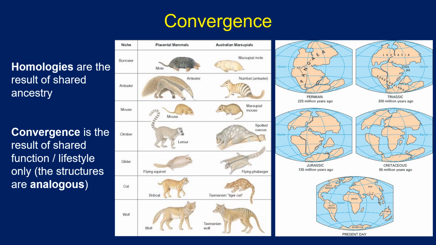Let's have a look at some more examples of convergence. And again, that's where we have two fairly distantly related organisms. They don't share a recent common ancestor that start to resemble each other over time. And it's just due to independent evolution that causes them to adapt a similar lifestyle and develop similar appearances and structures. We're going to look at mammals this time.